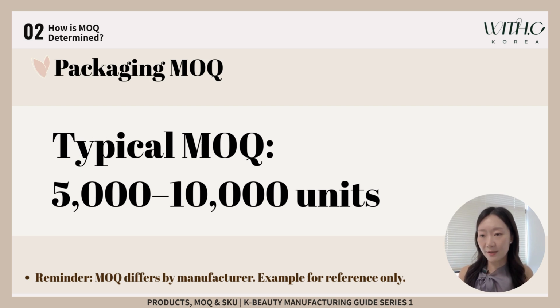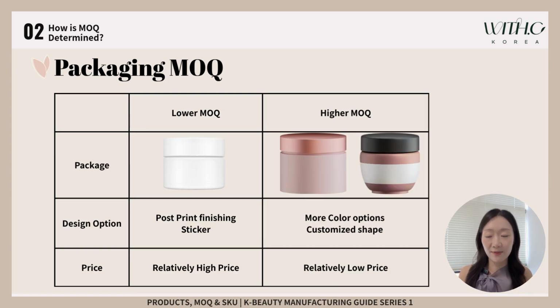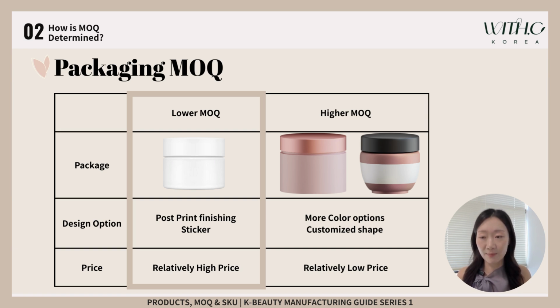Most packaging suppliers start their MOQ from 5,000 or 10,000, depending on the volume or the shape. So if you decide to go lower than 5,000 units, it means you have to go with very standard molded packaging, and it will be very limited to differentiate the design. Also, the unit price per packaging will go higher. So it's also very important to focus on design enhancements like stickers or post-print finishing to differentiate from other brands.